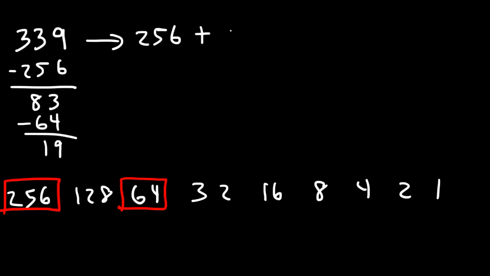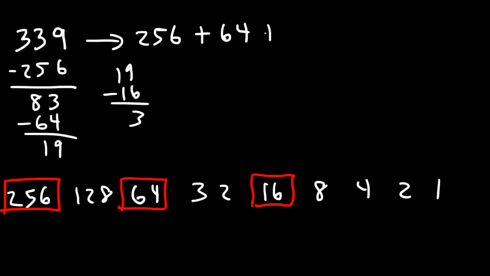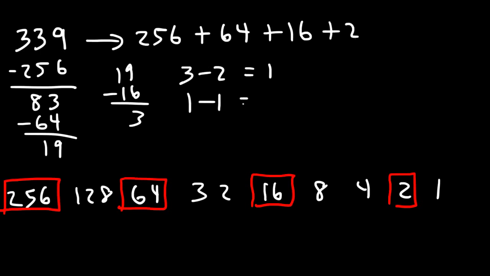Now let's not forget to write the 64 here. The next highest number under 19 is 16. 19 minus 16 gives us 3, and so we write the 16. Then the next highest number under 3 is 2. 3 minus 2 is 1, so put the 2 here. Then 1 minus 1 is 0.